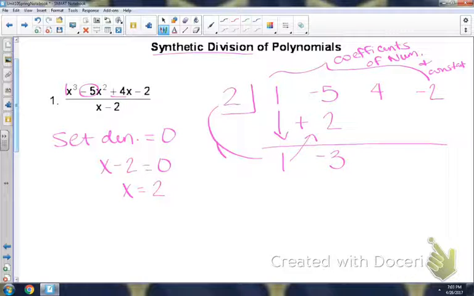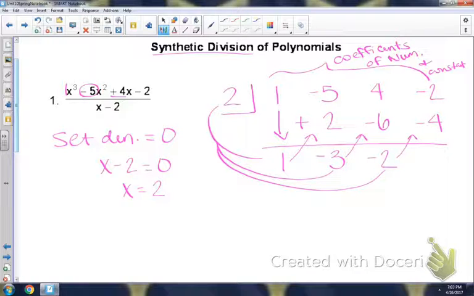Alright, so we'll repeat that. We'll multiply the 2 times negative 3, that's negative 6. That answer will go here. 4 plus a negative 6 equals negative 2. And then continue on with the multiplication. That 2 times negative 2 is a negative 4, and that answer goes here. This last answer that you get, I want you to block off. This is going to be your remainder. So negative 2 plus a negative 4 is a negative 6. So this will be our remainder, because when you're dividing, sometimes you have something left over.